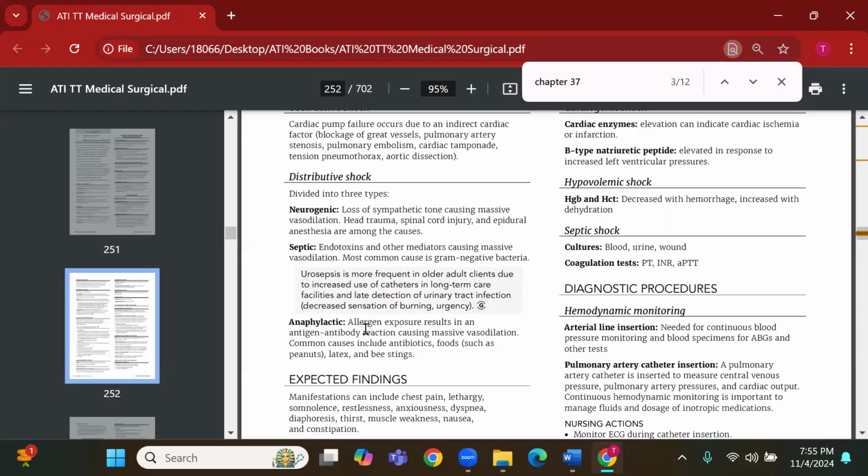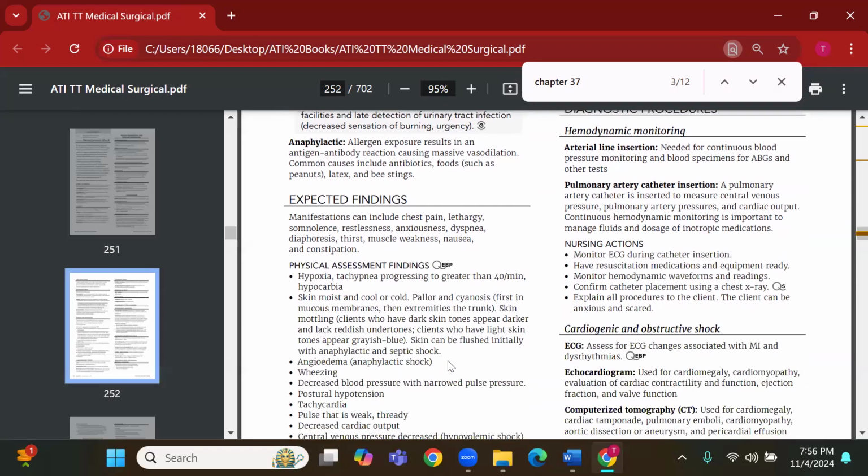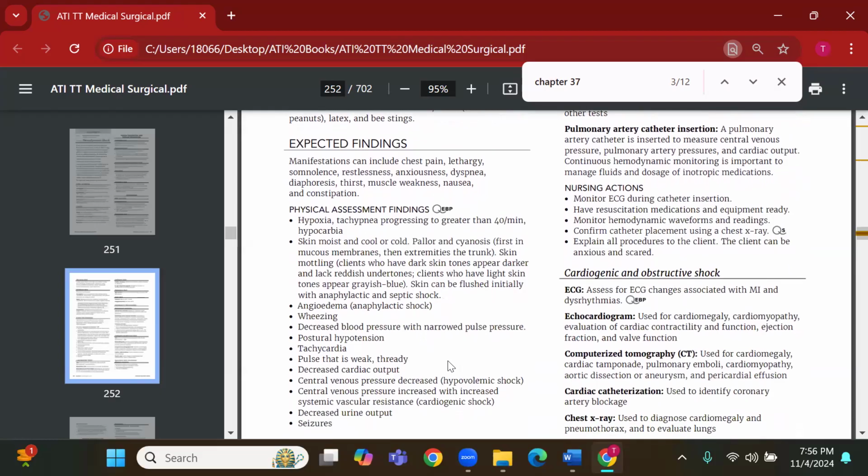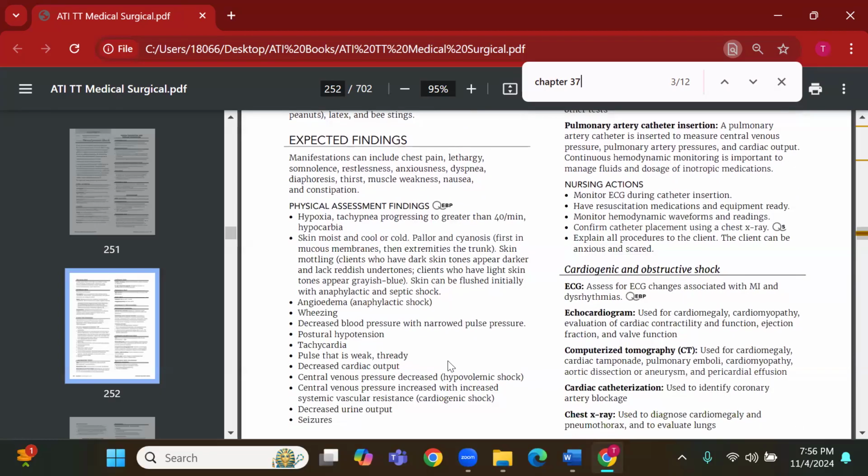Now look, anaphylactic, allergen exposure and an antigen antibody reaction causing massive vasodilation. I'm going to add that from histamine, right? Look at the common causes: antibiotics, foods, peanuts, latex, and bee stings. Same thing that I read to you earlier. So let's look at the expected manifestations, okay?